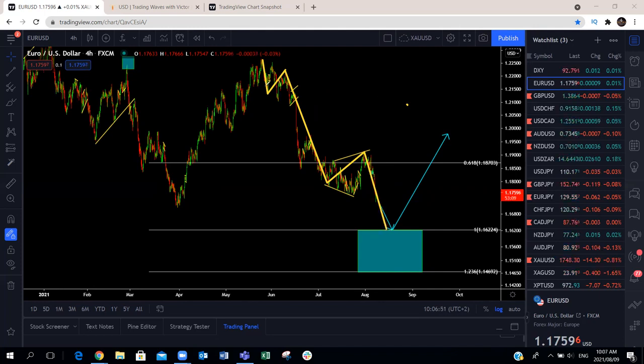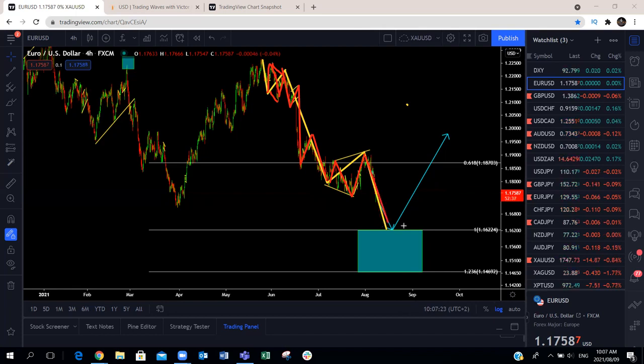Now, if you look at the internal structure of this, you'll see that we've got a running flat there as a wave 2 in the lower degree. Your wave 3 has got 5 waves as follows. Let's project those 5 waves in wave 3. So you can see where that comes from, 1, 2, 3, 4, and 5. So those are 5 waves there. Then we're looking at this one as an expanding flat, and this one to tank down into the blue box. So that is the expectation there with the Euro US dollar.